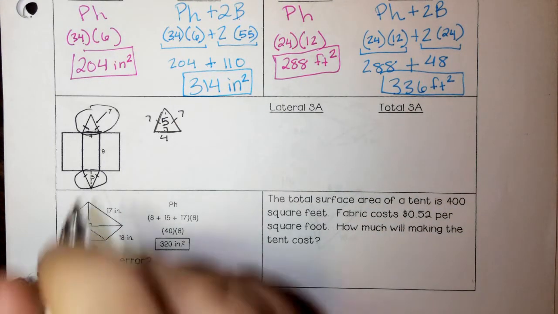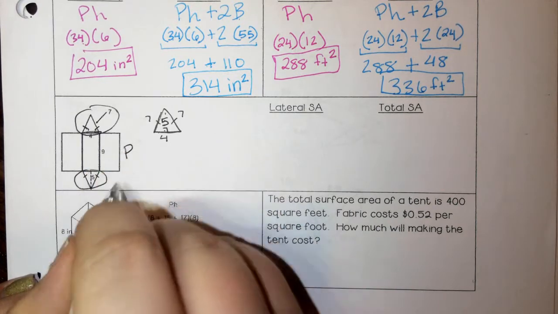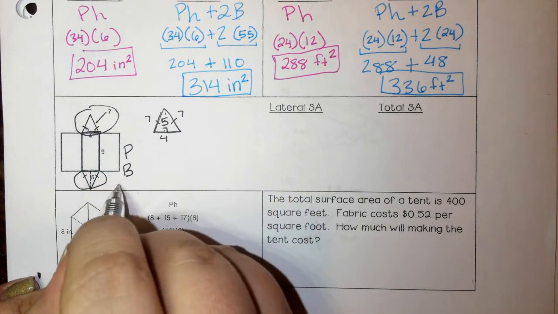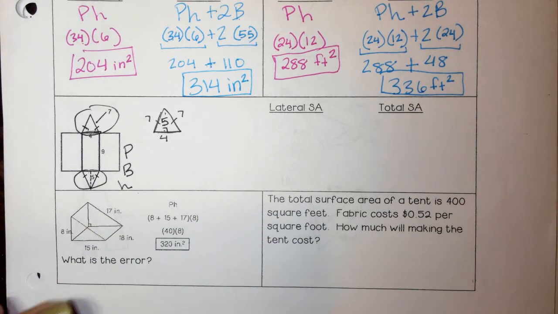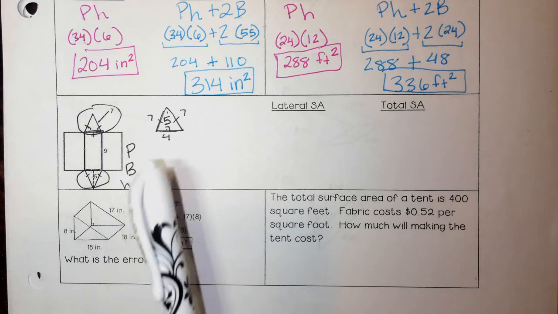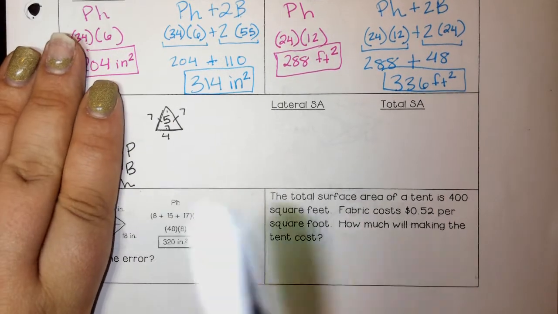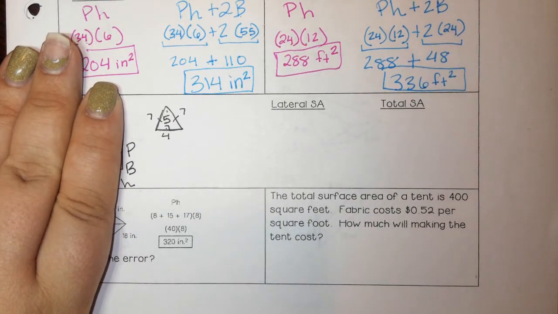This means we're all set up to find capital P, capital B, and also H. Capital P and capital B come from the base, not necessarily the 3D shape, so I'm covering up the prism, and I can look at just the base.